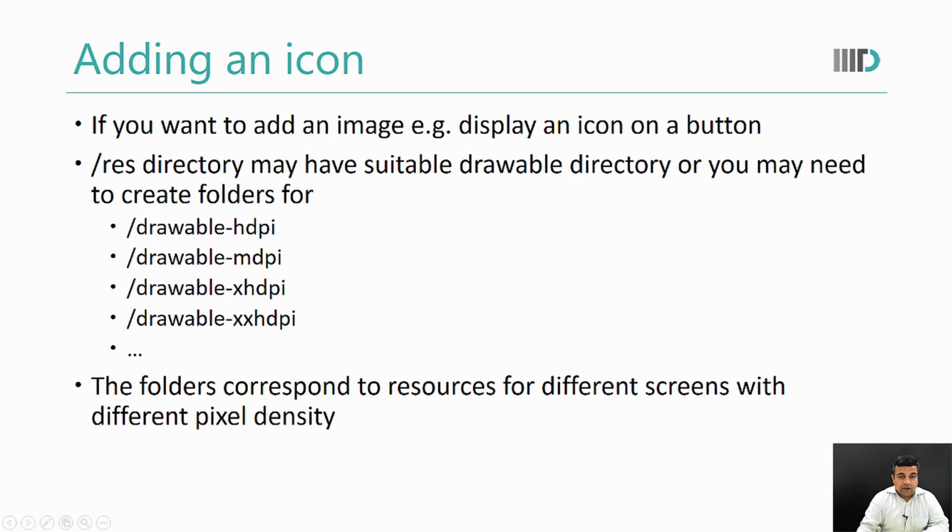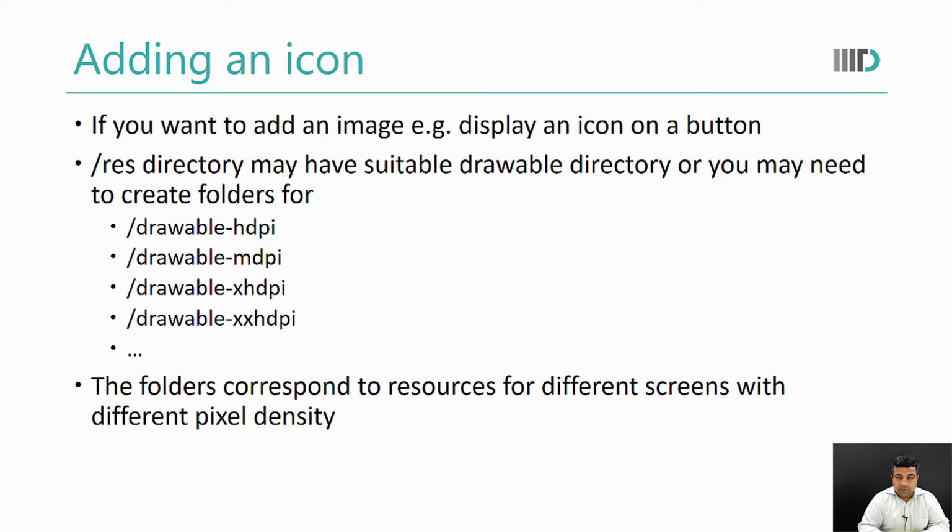If you want to add an icon, that is an image, to display it on a button, you will have to first put this as a resource in your Android Studio project file. As you know, your Android Studio project file already has a folder res. Now you have two choices. Inside the res there is already a folder called drawable.